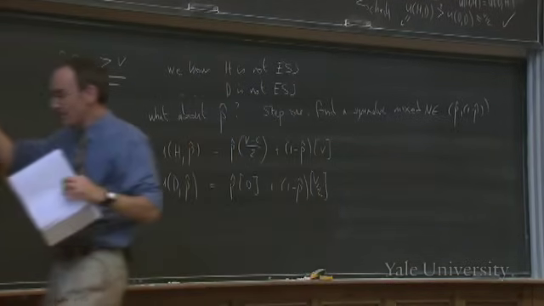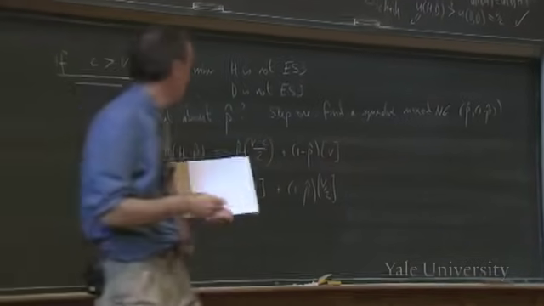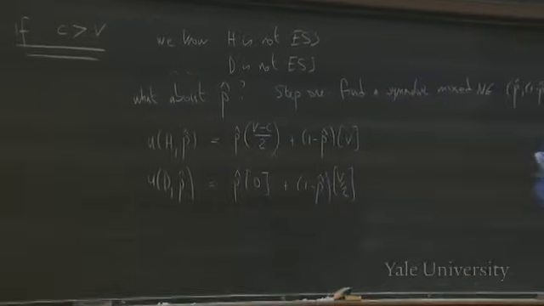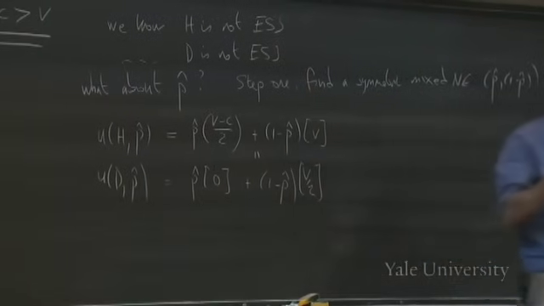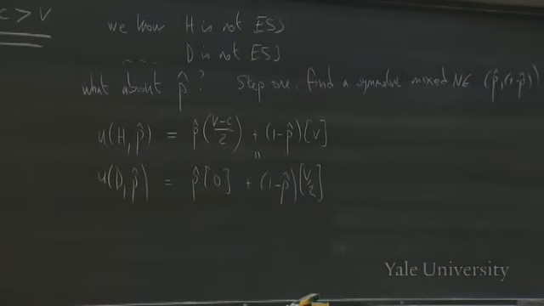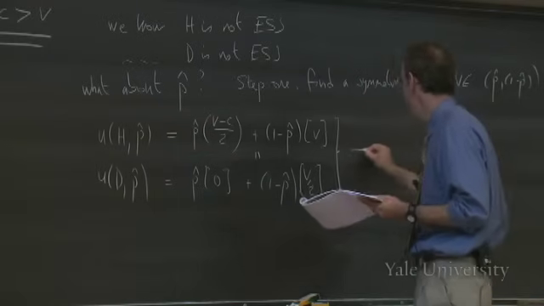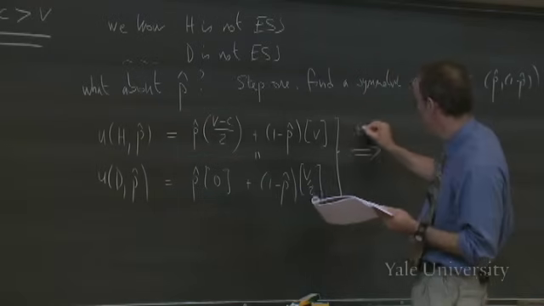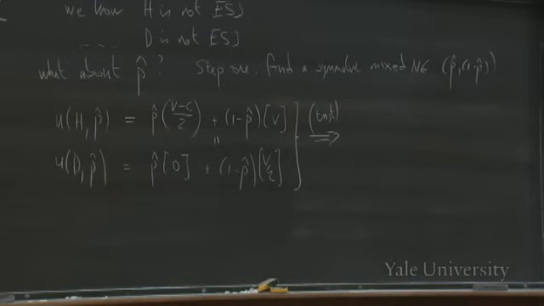OK, everyone happy with the way I did that? That should be pretty familiar territory to everybody by now. OK, so I'm going to set these two things equal to each other, since they must be equal if this is, in fact, a mixed strategy equilibrium. And then I'm going to play around with the algebra. But so as to save time, I did it at home. So trust me on this. Trust me that I got the algebra right, or check me at home.